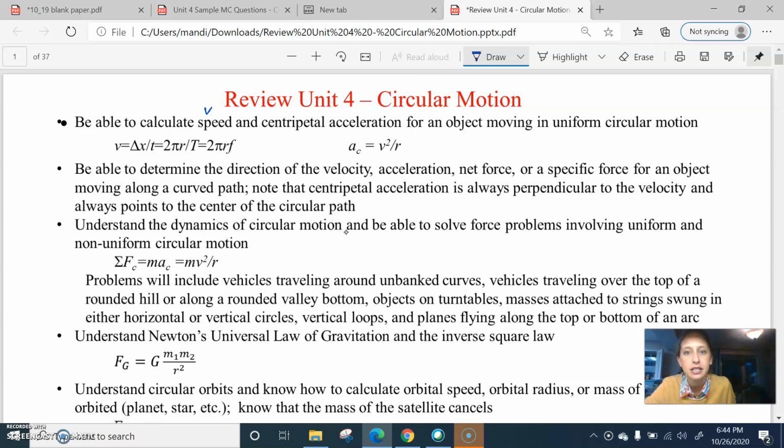And centripetal acceleration for an object moving in a circle. So centripetal acceleration equals v squared over r. That r is the radius of the motion. That's on your formula sheet. You don't have to memorize it.